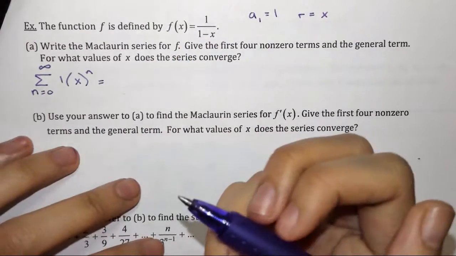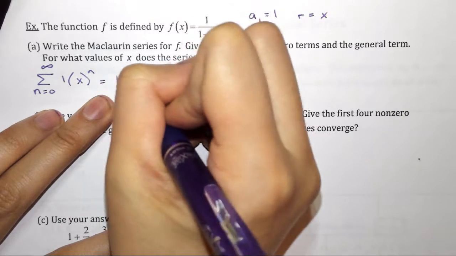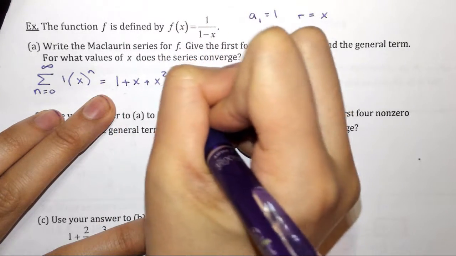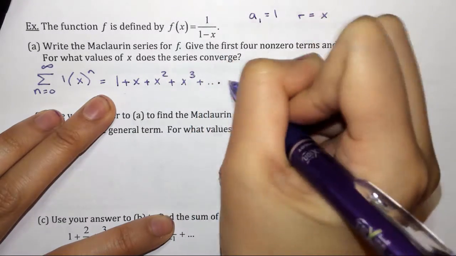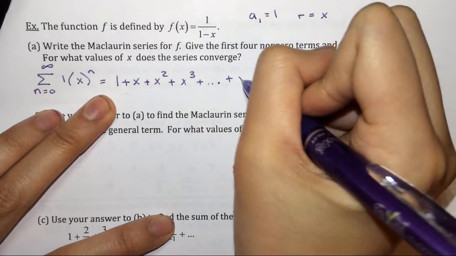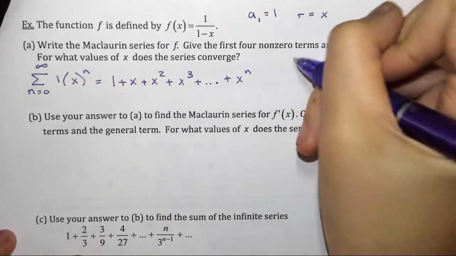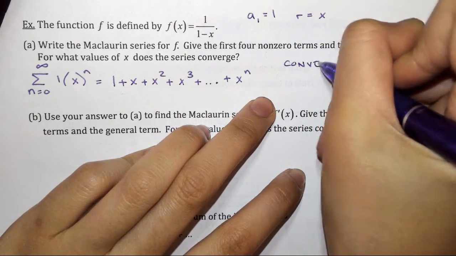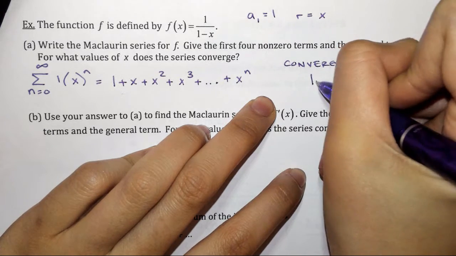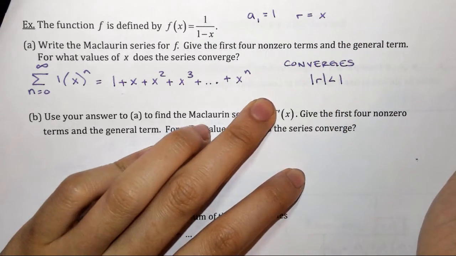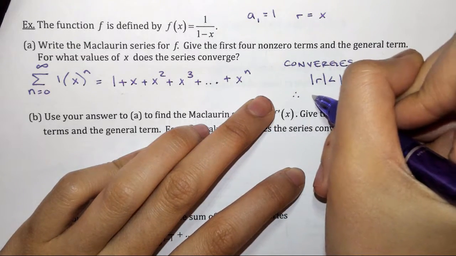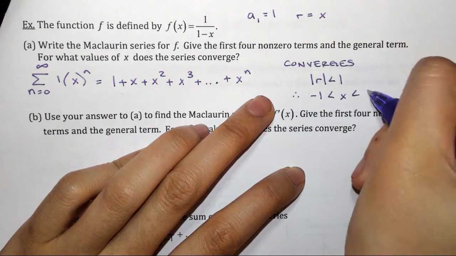Give the first four terms and the general term. That's what I meant. For what values of x does the series converge? Remember, a geometric series converges when the absolute value of r is less than 1. So therefore, this series will converge from -1 to 1.